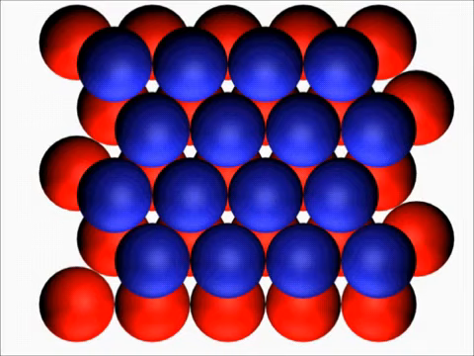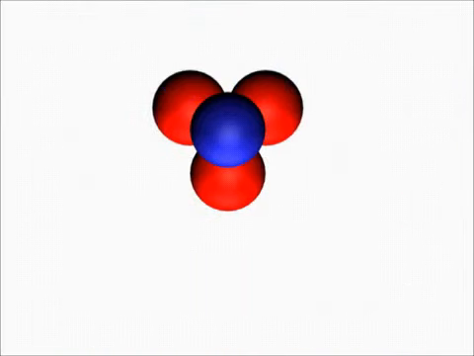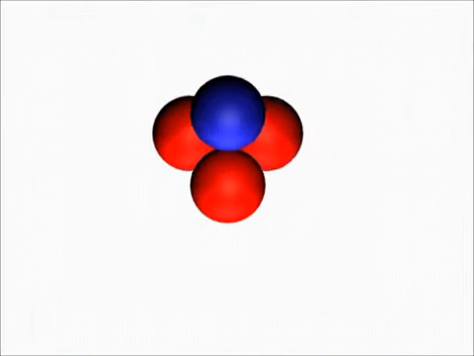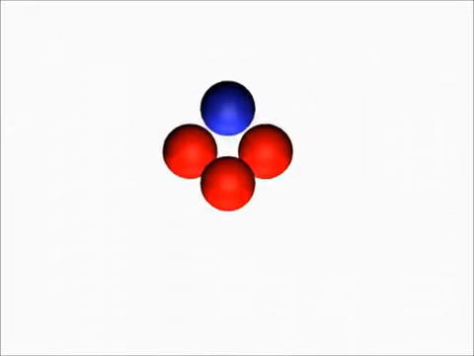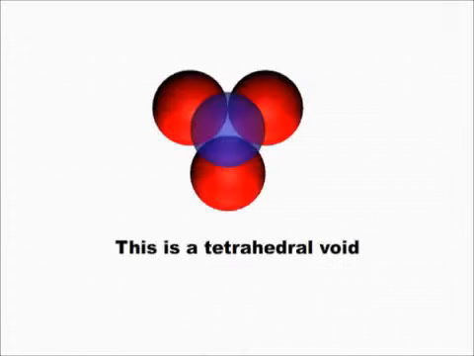The tetrahedral voids are created by four spheres. First, we make the spheres a little smaller in order to understand the shape. Then we join the centers of the spheres by straight lines. The shape is a regular tetrahedron. So the void is called a tetrahedral void.